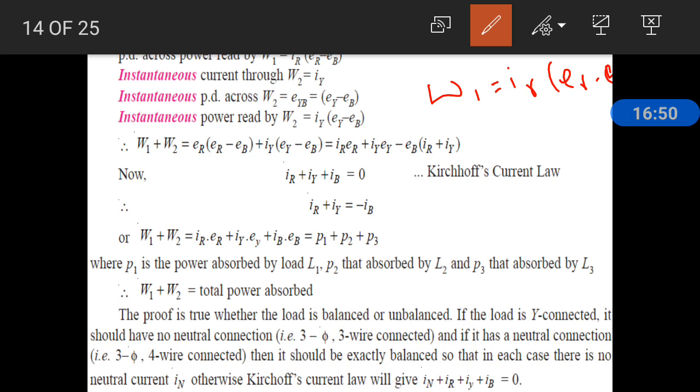Clear? Similarly for the second wattmeter W2, the instantaneous current is IY, and the potential difference is EYB. EYB means Y to B line, so that is EY minus EB. So the power read in W2 is IY into EY minus EB. Now the total power means W1 plus W2.